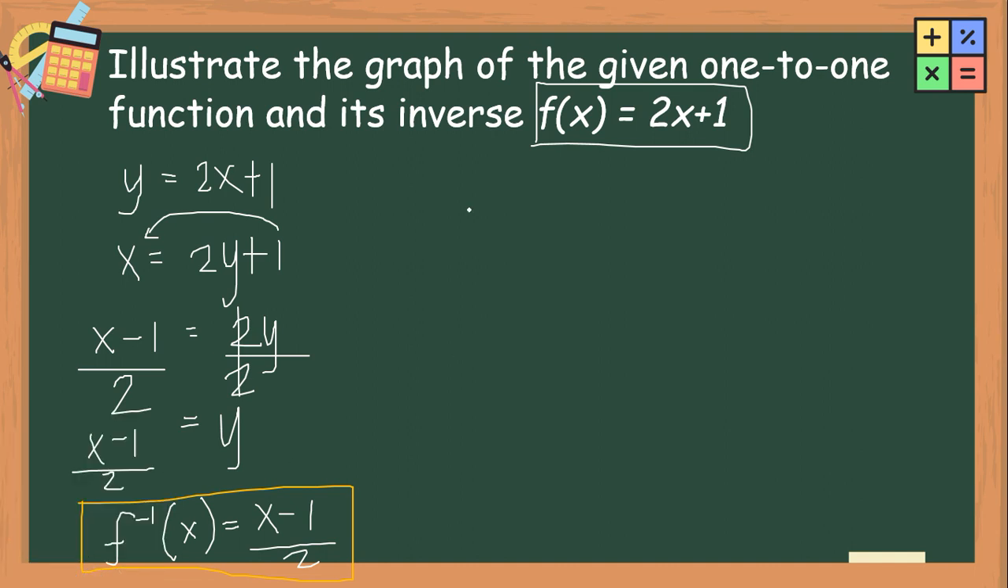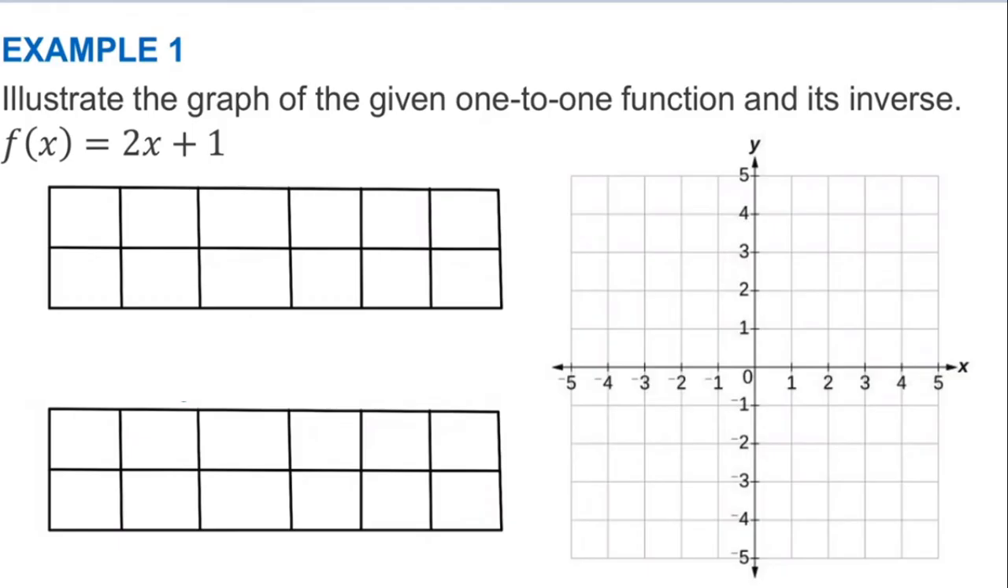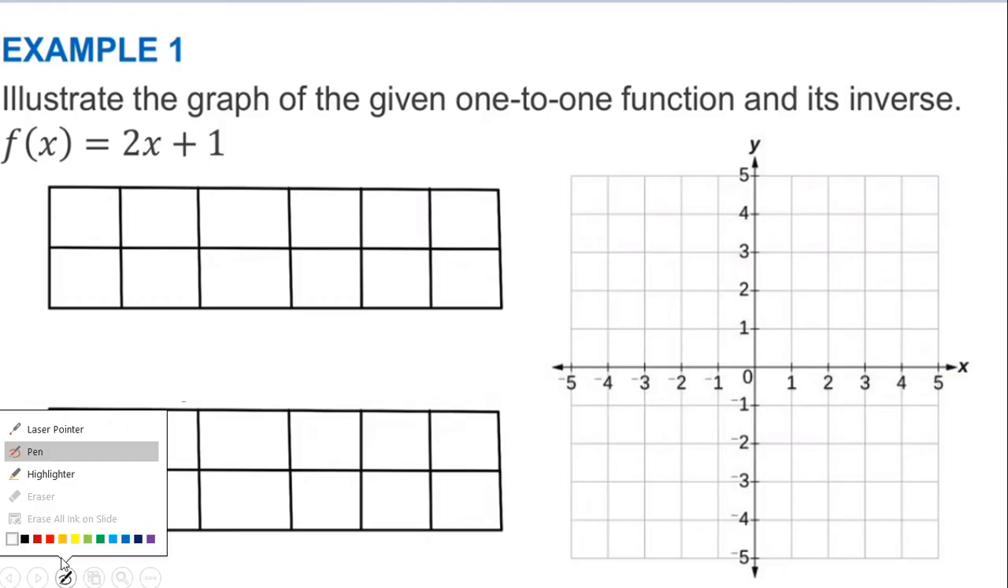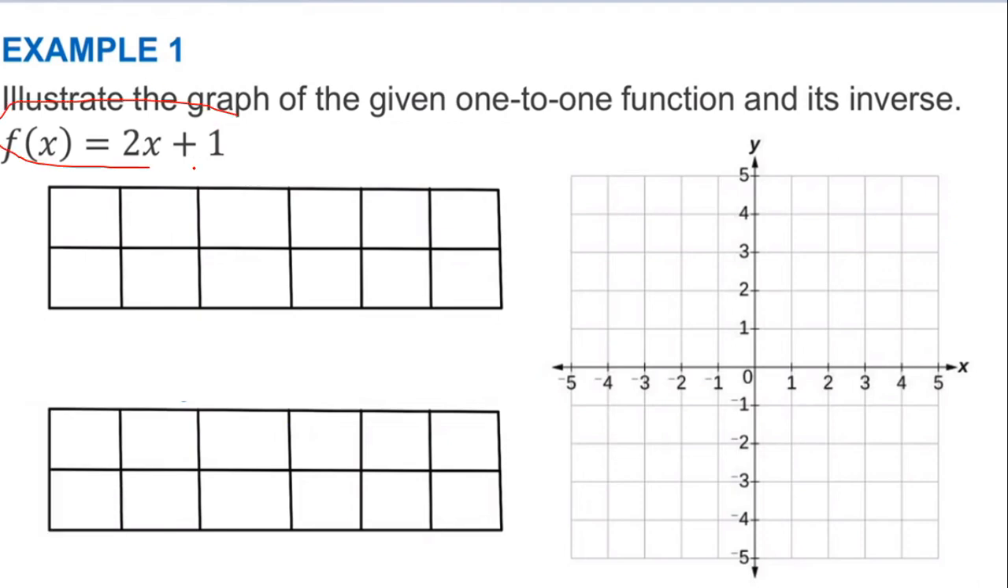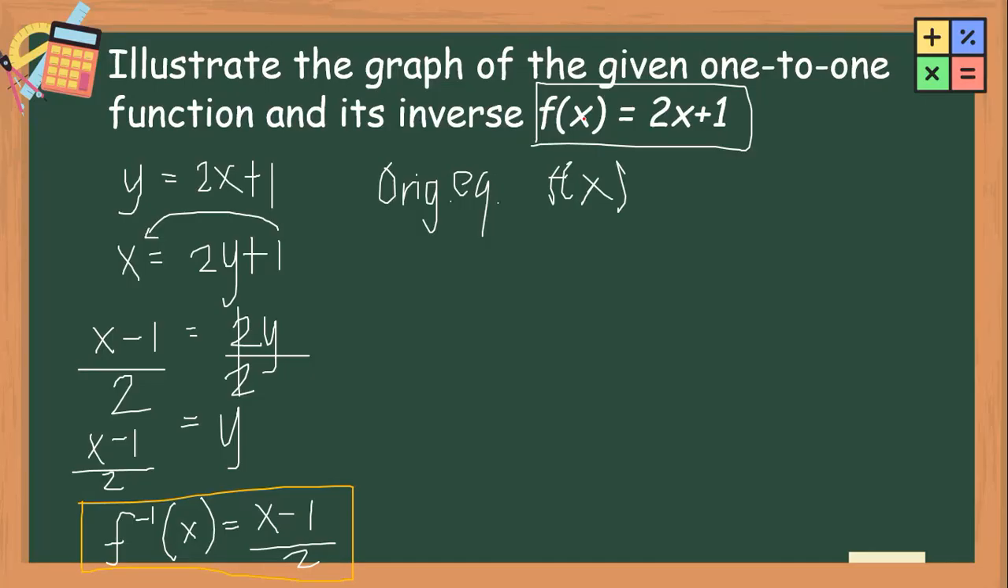Okay? And sabi niya doon, illustrate the graph. Okay? We're going to illustrate the graph. So, we have the original. This is what we call the original equation. So, the original equation is f of x. Tapos, meron tayo. Check ko lang dito. So, we have 2x plus 1. Okay? So, ito yung magiging original natin. Hindi na makikita. So, we have 2x plus 1. Again, the original equation is 2x plus 1.